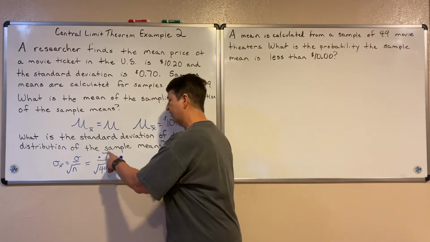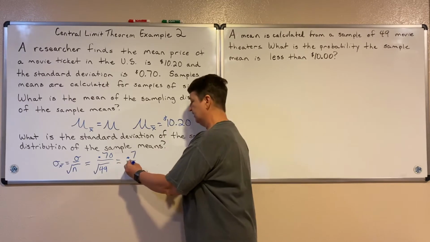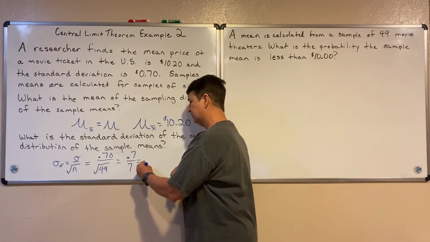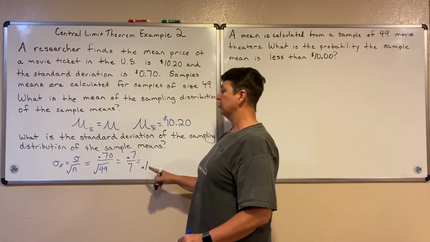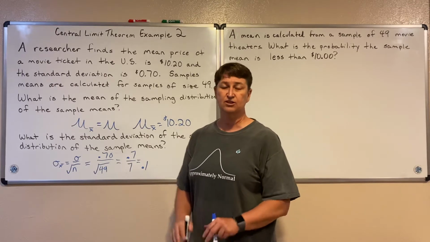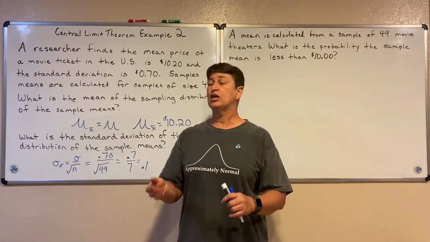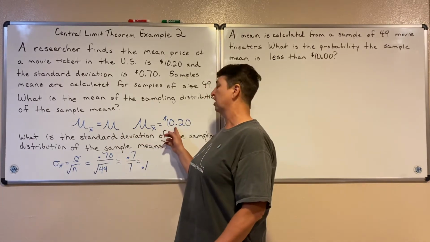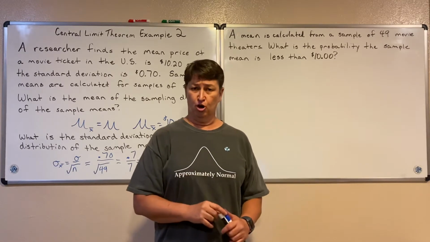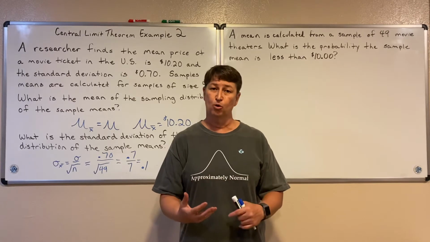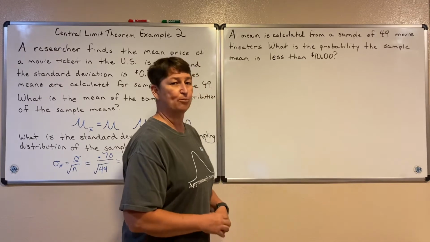Now we just do a little math. That 70 cents is the same as 7/10. The square root of 49 is 7. 7/10 divided by 7. We'll just leave the decimal and 7 goes into 7 one time. So our standard deviation there is going to be 1/10. So in our distribution of sample means, we know that the mean of that distribution is $10.20 and the standard deviation is 10 cents. We also know that it is approximately normal. The central limit theorem also tells us that our distribution is approximately normal.